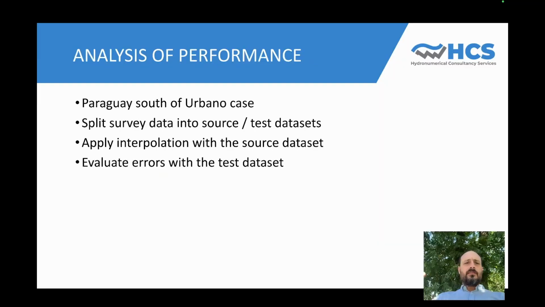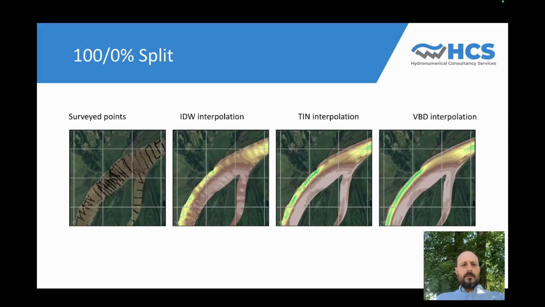Finally, a short performance analysis we've done. The idea was to take one of the cases and split the data set into two. We use one part of the data set for the interpolation and the other part, a test data set, to compute and evaluate the errors. So this is the case we picked, the one I showed before. This is how it looked with 100% of data used for interpolation.